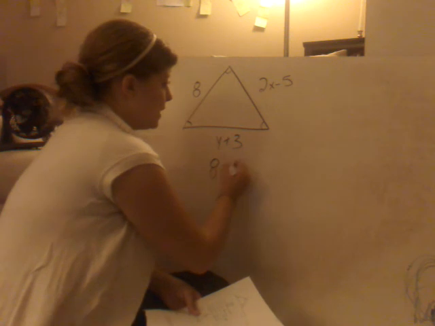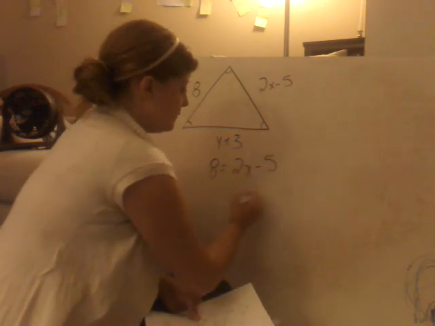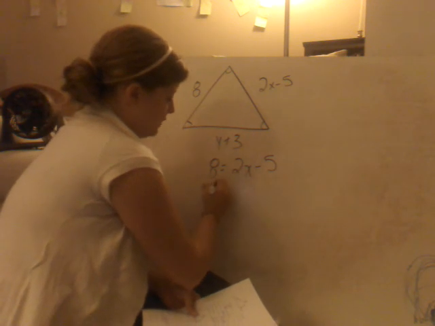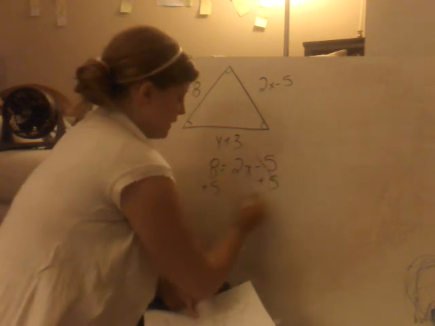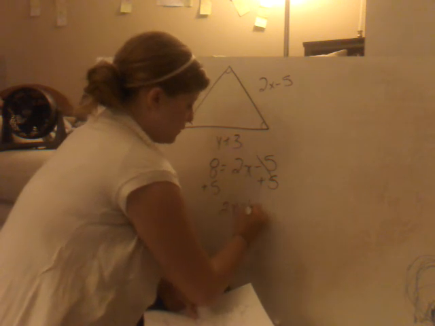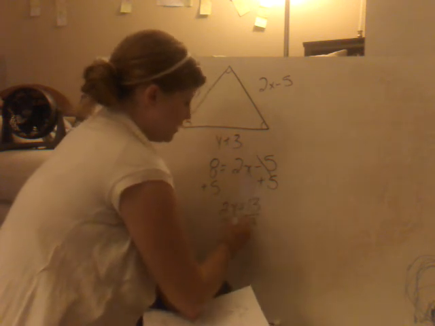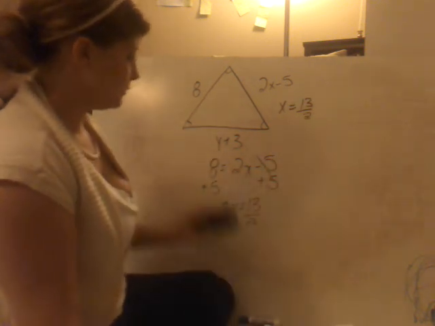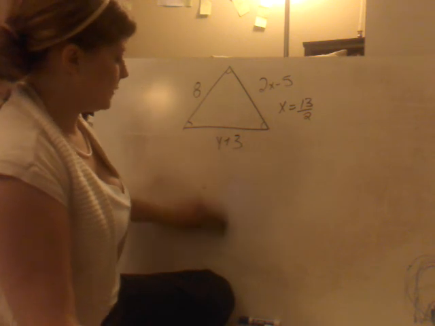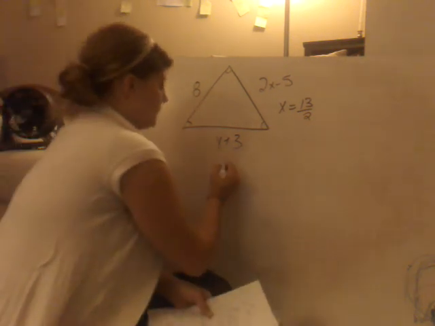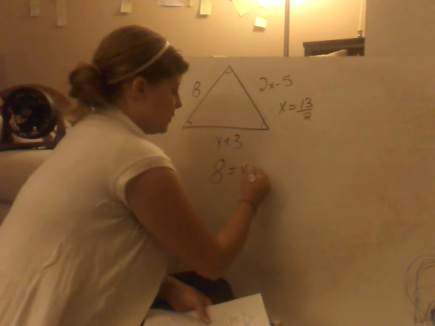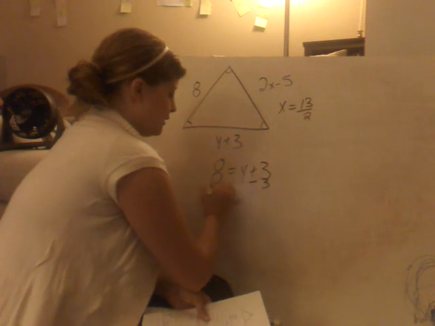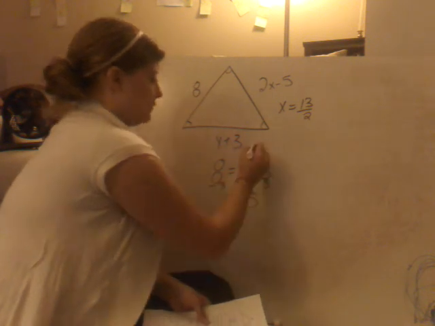So 8 equals 2x minus 5. So that is plus 5, cancel out. I've got 2x equals 13, divide by 2. X is equal to 13 halves. So there's my x. Now I need to solve for the y. I've got 8 equals y plus 3. Y equals, so subtract my 3, y equals 5.